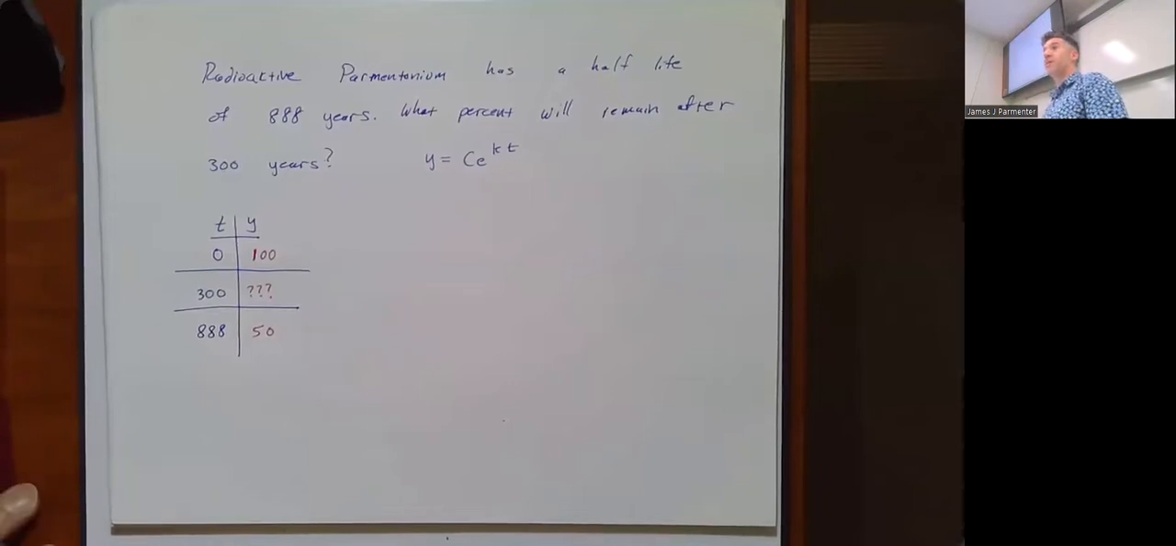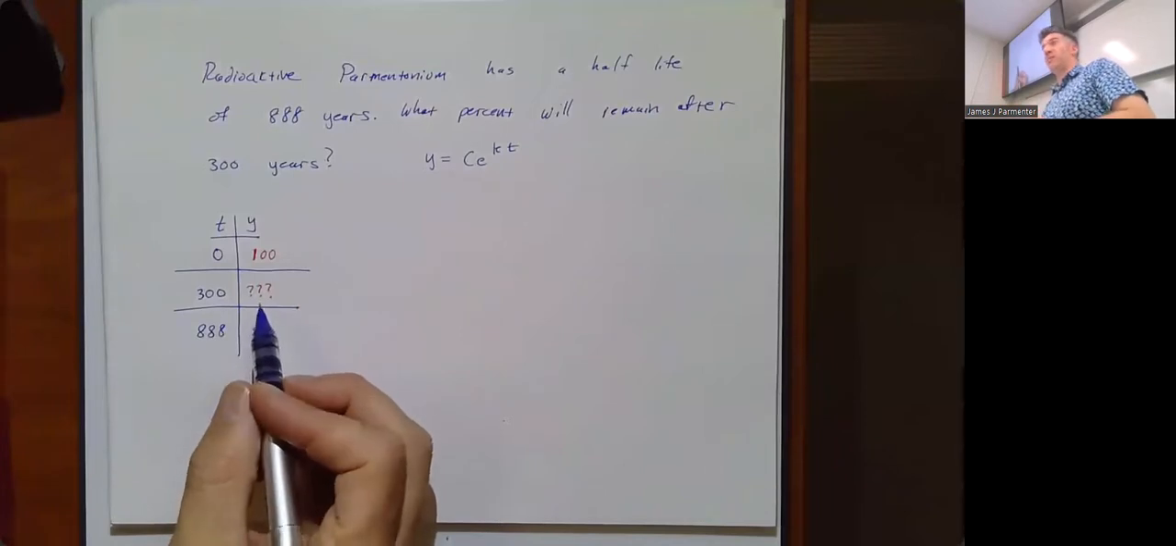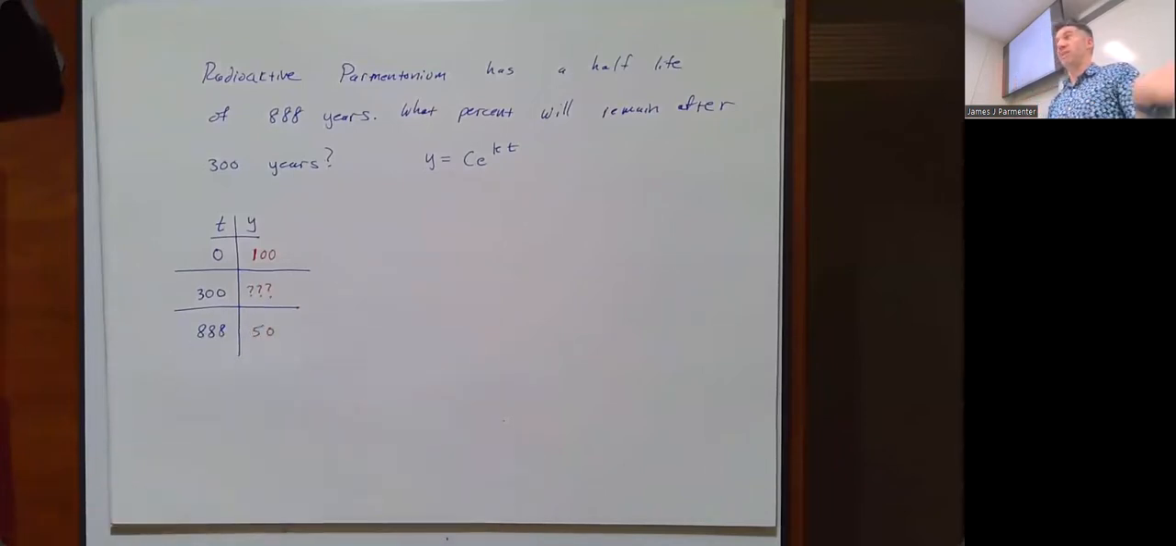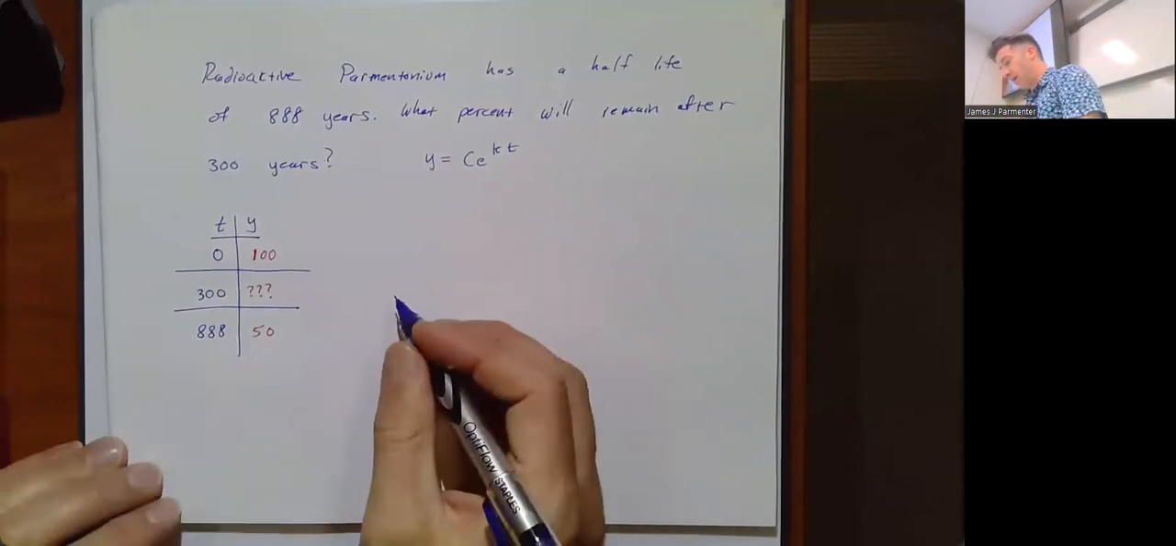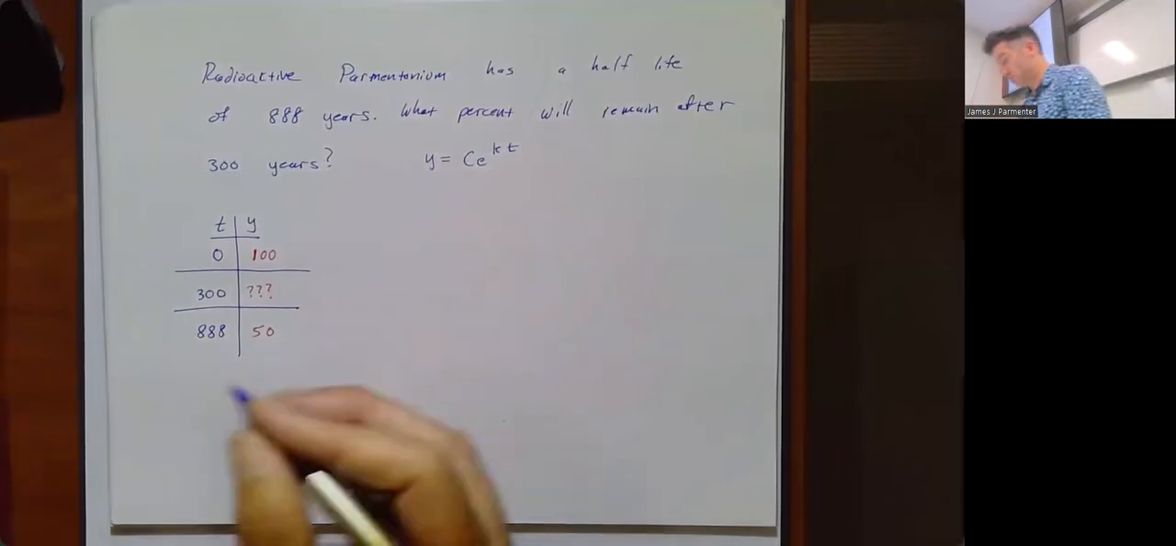Okay, so it's the same work. Literally, we're going to do the same thing we did last time. The only real difference is at the end, we're going to plug in something for time and solve for y instead of plugging something in for y and solving for time. So again, we see that C is going to be 100. I don't think we need to show the work for that. C is 100.